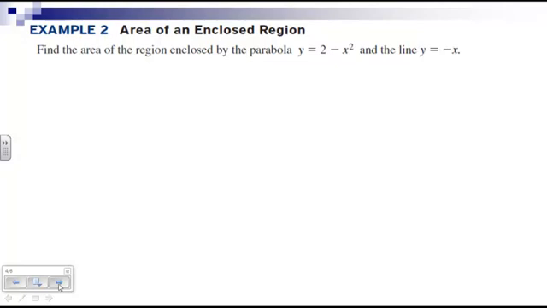All right. So what's the first trick to doing these area between the curves problems? We've got to be able to visualize what the region looks like. So what does the parabola y equals 2 minus x squared look like? Upside down parabola, so that's vertex at 2, upside down.